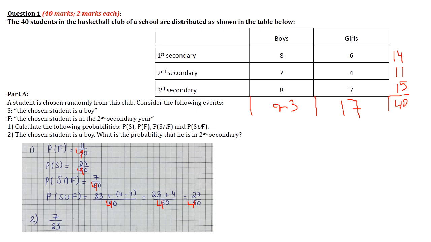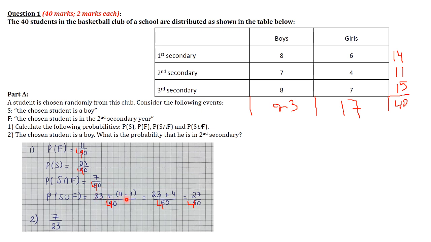The probability of F. What's the meaning of probability of F? The chosen student is in the second secondary. So we go to the total of the second secondary, it's 11, so 11 over the total, which is 40. Now S intersection F. What's the meaning of S intersection F? It means he's a boy in the second secondary. So it's 7 over 40.